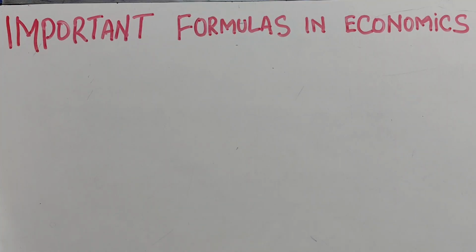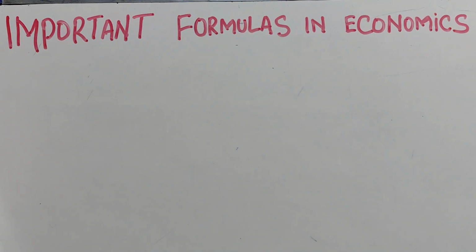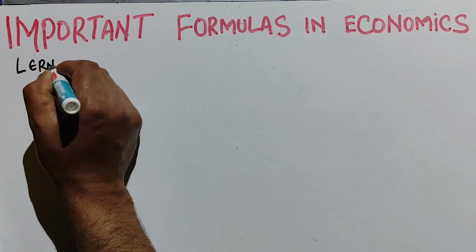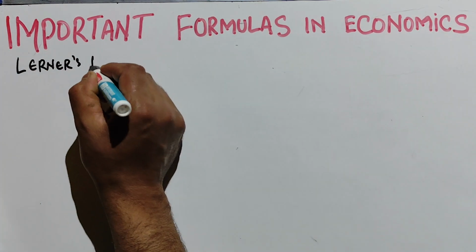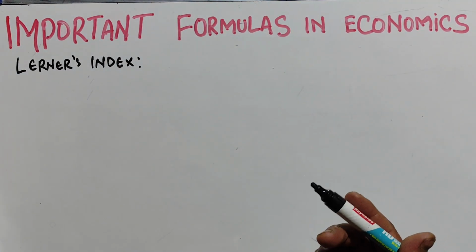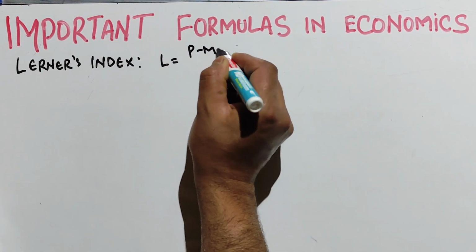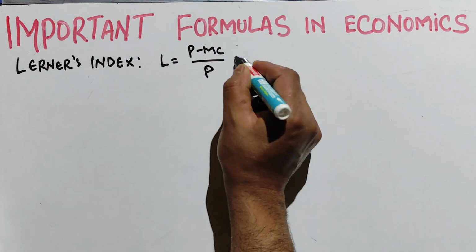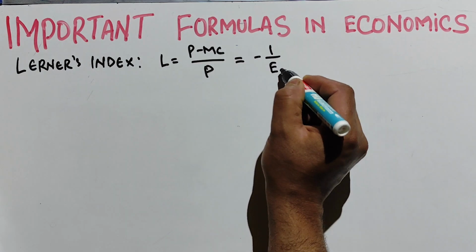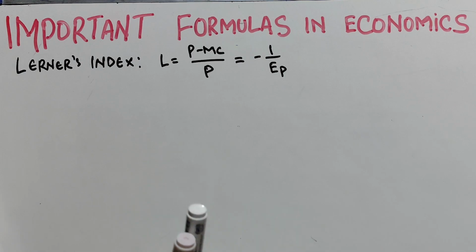In this video, we will write some of the important formulas in economics. So let us write the first, that is the Lerner's index. It is used to measure the degree of monopoly. It is given by L equal to price minus marginal cost upon price, and its relationship with elasticity of demand is minus 1 upon the elasticity of demand. This is used to measure the degree of monopoly power.